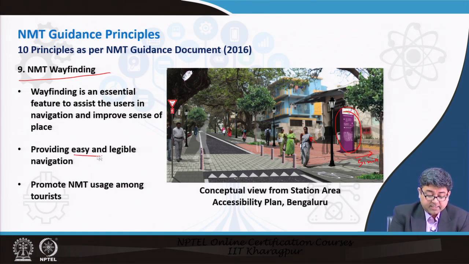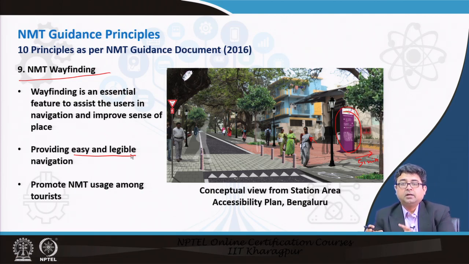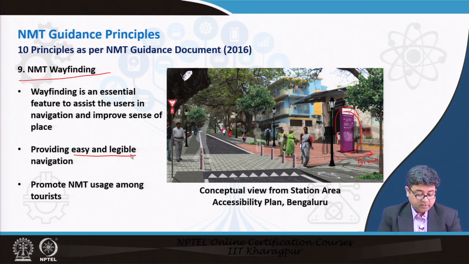So wayfinding has to be easy and legible, right? There should be multiple languages, and wayfinding should be in a form that people who are walking, both local as well as those from outside the region, can easily understand, right? I may know where the local temple is because I stay there, but somebody who is coming from out of town or from another neighborhood may not know where the local temple is. So just to say that the temple is that way may not help him or her. So you have to give them a better navigation so that they can walk.